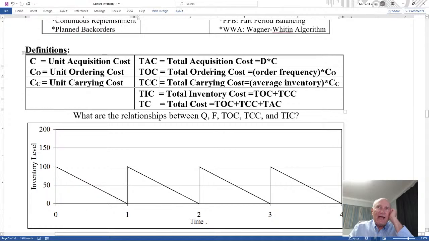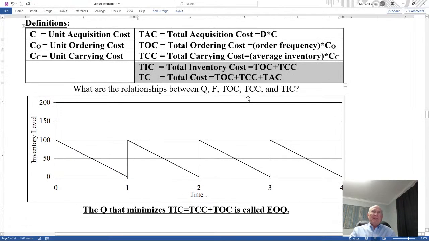If I add these last two together, ordering and carrying, I call that my inventory cost. If I add all three of them together, I call that my total cost. So there are the definitions. Let me show you some motivation on how these all work together.